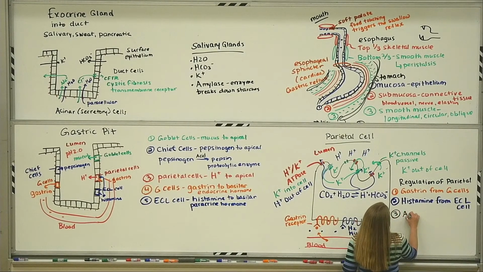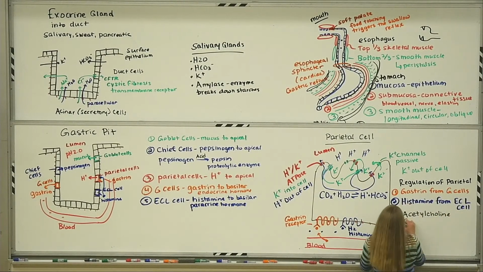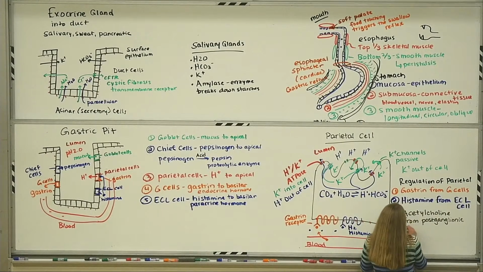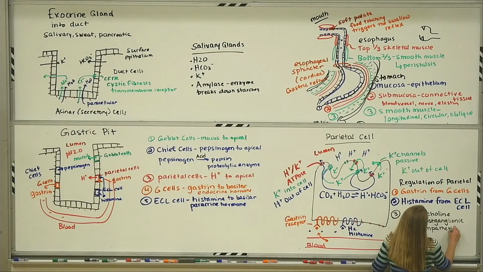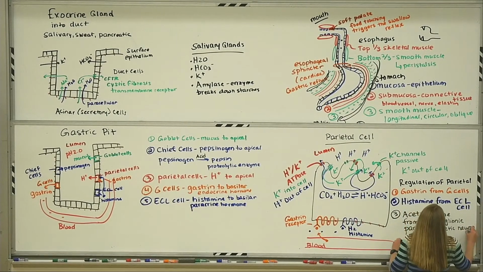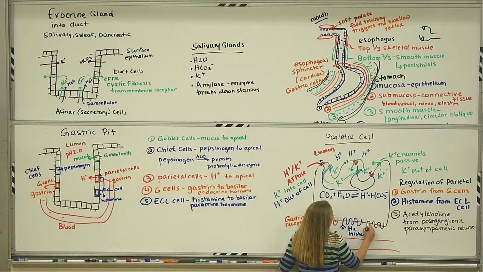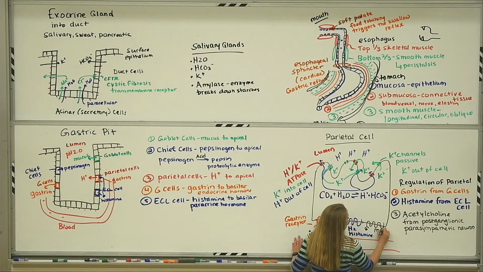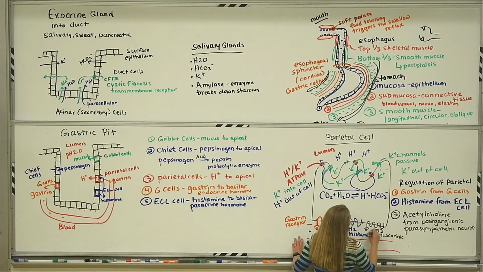And that's going to be acetylcholine. This is coming from a postganglionic parasympathetic neuron. So this is just autonomic regulation. And this is going to be a muscarinic receptor. Specifically, it's an M3 muscarinic that binds that acetylcholine.